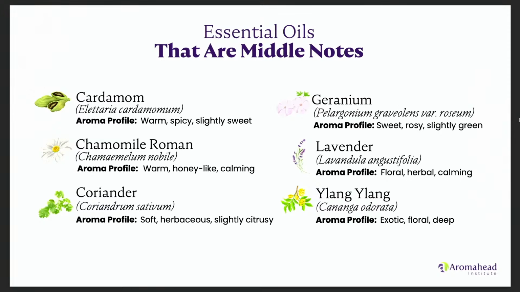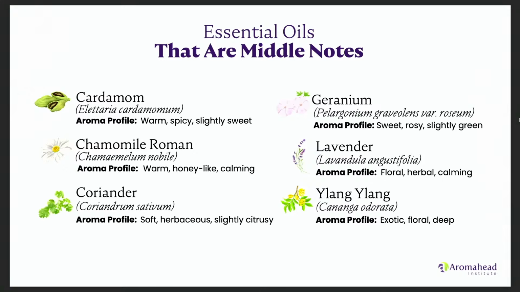Here's some examples of middle notes. And of course, there's many more than this, but these are just examples. And someone in the chat asked, what's an example of an herbal essential oil? And that would be coriander, or something that comes from distilled from an herb. That's right. Coriander definitely is from that herb.